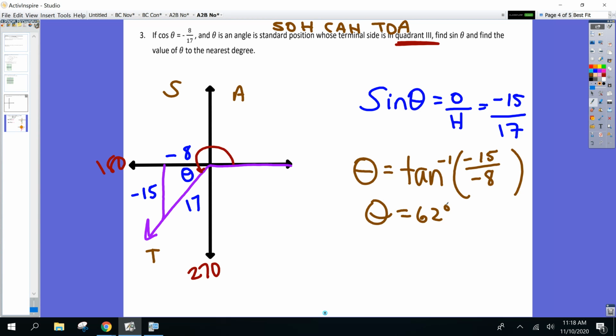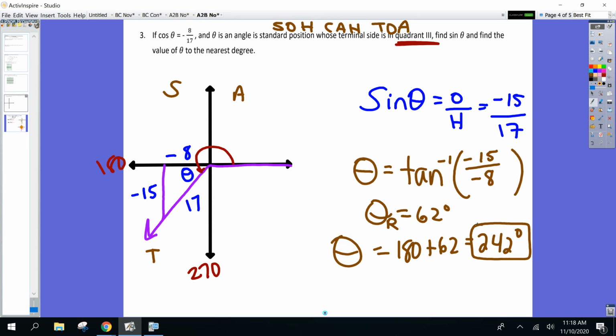So what can I do with this reference angle, 62, to find that angle in the third quadrant? Take 62 and add 180 to it. There you go. I'm confident you guys know how to do this stuff. So 180 plus 62, 242. That's in the third quadrant, isn't it? There we go, 242. All right?